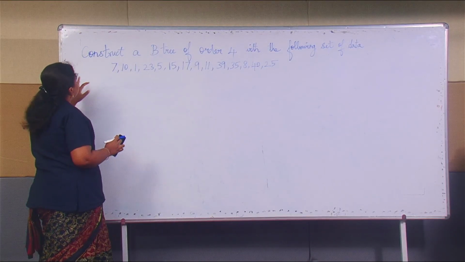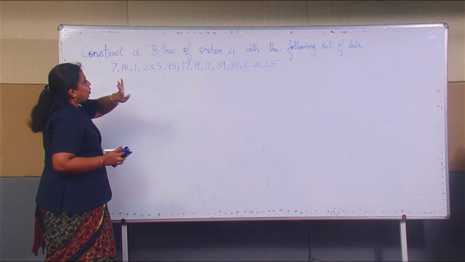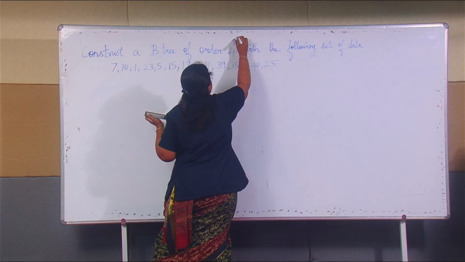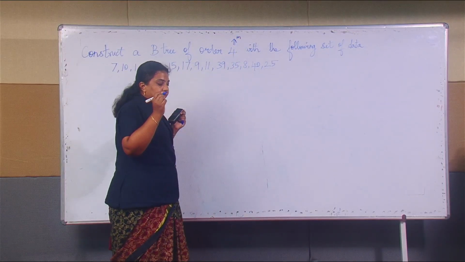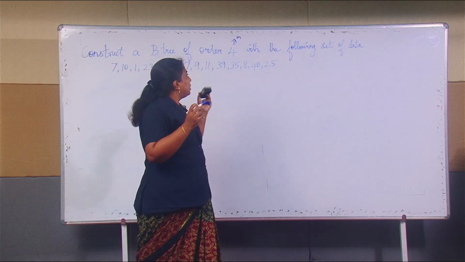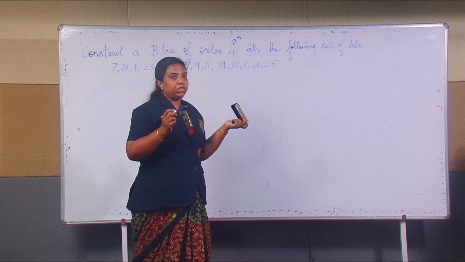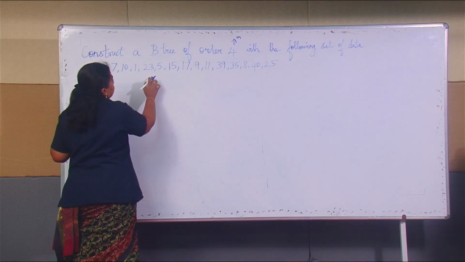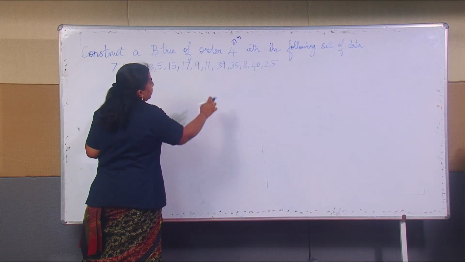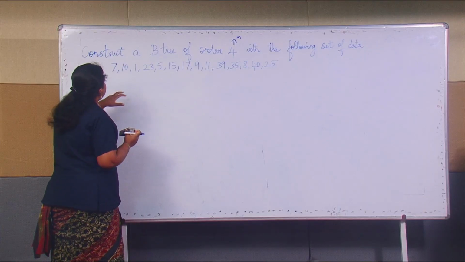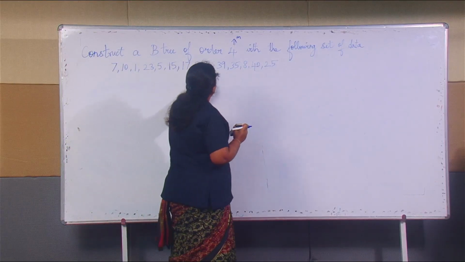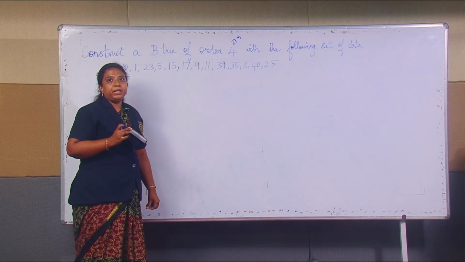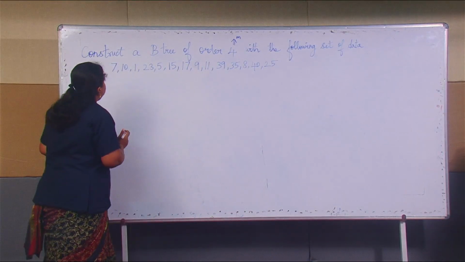So here is the question. Construct a B tree of order 4. So the m value here is going to be 4, okay. So if the m value is 4, then the keys will be m minus 1, which is 4 minus 1, 3, with the following set of data: 7, 10, 1, 23, 5, 15, 17, 9, 11, 39, 35, 8, 40, 25. So here I have 14 values to be inserted in the B tree. Okay, so we'll do it step by step.